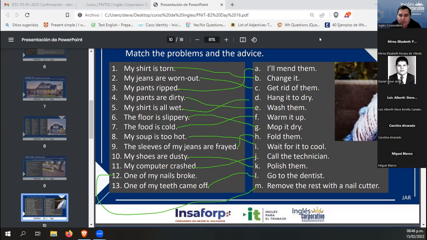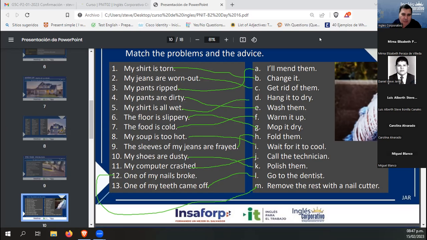Entonces decimos, remove the rest. Remove the rest with a nail cutter. The rest es lo que queda, ¿verdad? El resto. Quítate el resto con un corta uñas. So remove the rest with a nail cutter.